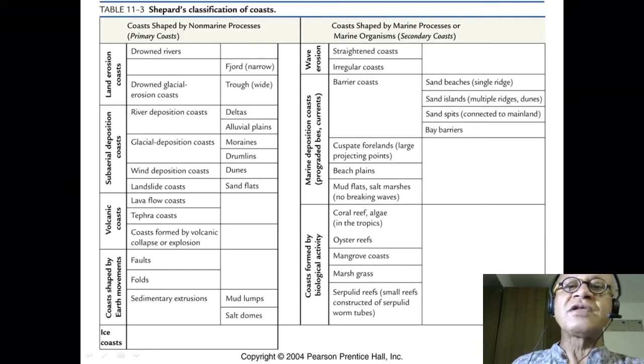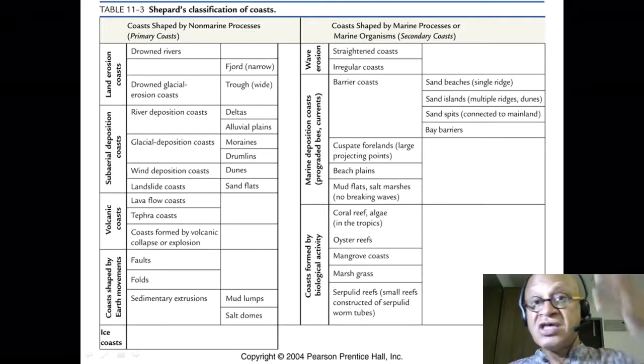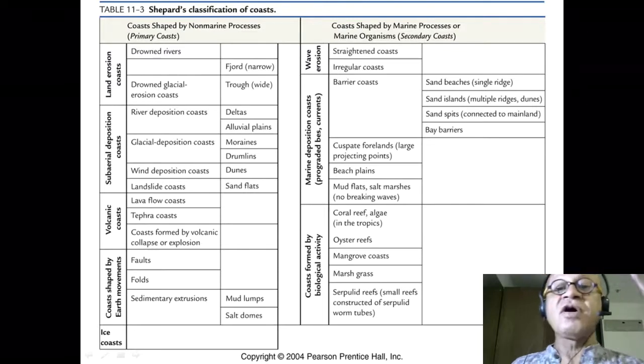And we just looked at deltas. So this is a non-marine process. You have rivers coming in and defining the coastline. So you have alluvial plains and deltas, slightly different.